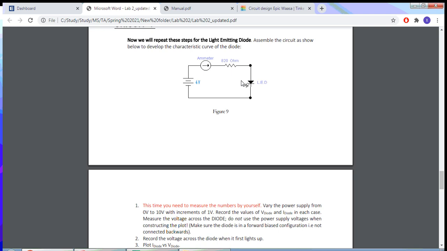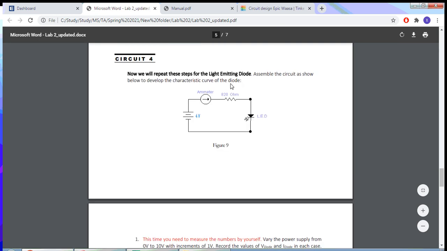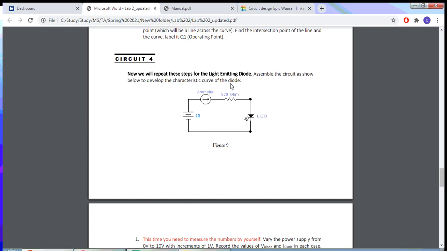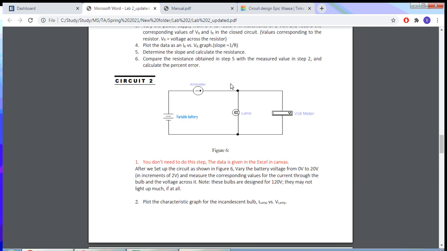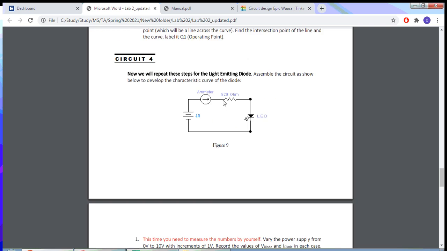diode. Now you might notice that we have an 820 ohms resistor, even though we are trying to find the IV curve first. When we had the lamp, we had the lamp by itself. There was no resistor, and then we added the resistor later. So why do we have the resistor here from the beginning? This is because LEDs cannot take too much current. So if you do not protect it with a resistor, it will simply die. So that's why we have added this resistor in here.